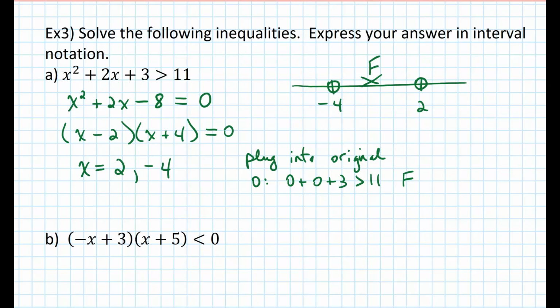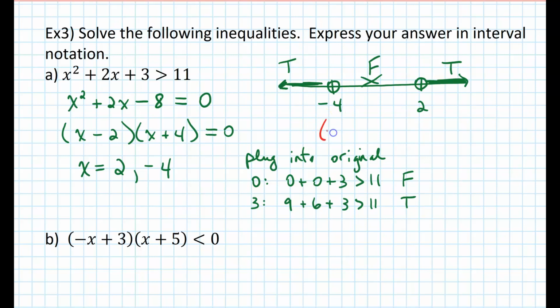What's another nice number we can evaluate on 3? If I plug in 3, I'm going to get 3 squared, which is 9, plus 2 times 3, which is 6, plus 3. Is that all going to be greater than 11? Yes. I'm not even finding the actual sum of those terms. As soon as I can see that it's true, I'm not going to do any more. So this is true over here. And that means what happens when I check the left side of -4? It's also going to be true.